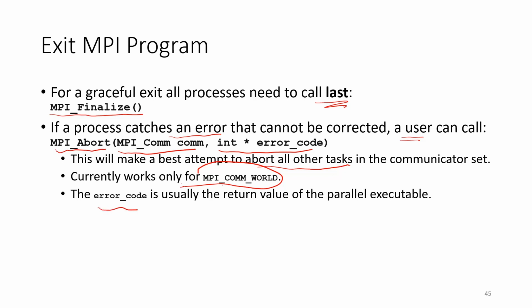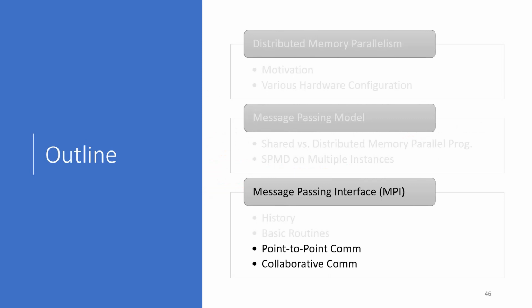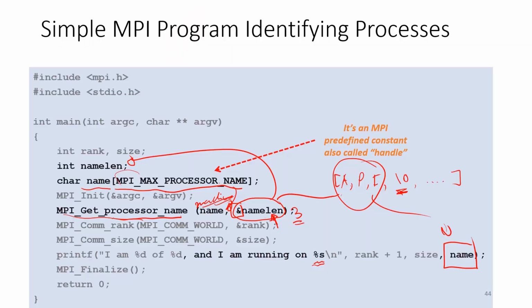And the error code is usually the return value of the parallel executable in case you want to collect what they have performed. Okay, so in the next videos, we will see the first routine for the message passing and how it can be synchronized. And we'll also see how collective communication can be done between the MPI nodes. So let's see these examples in a demo.